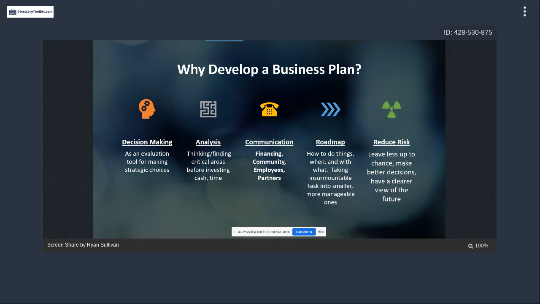So in general, the business plan leaves less up to chance, allows you to make better decisions, and gives you the clearest vision of the future. That's what I put on there: a clear vision of the future for your business. And I think everybody would agree that they want that. So 5 things, every business plan, why you need one: decision-making, analysis, communication, give you a better roadmap, and helps reduce the risk for your business.